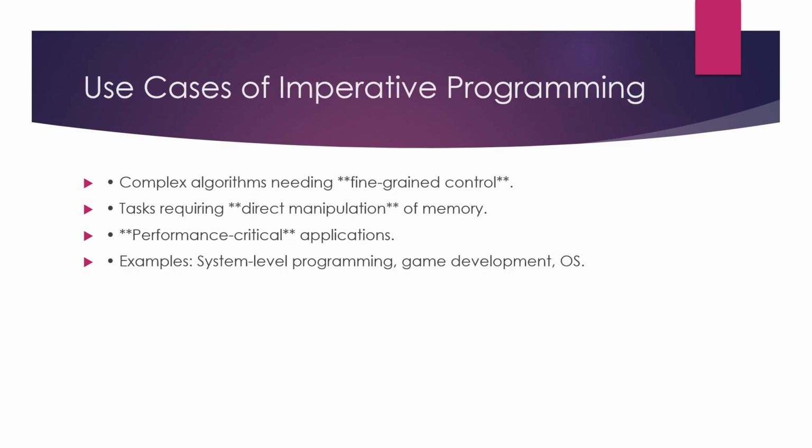Imperative programming is ideal for tasks that require fine-grained control over the execution. It's commonly used in system-level programming, game development, and performance-critical applications where the programmer needs to control exactly how operations are performed.